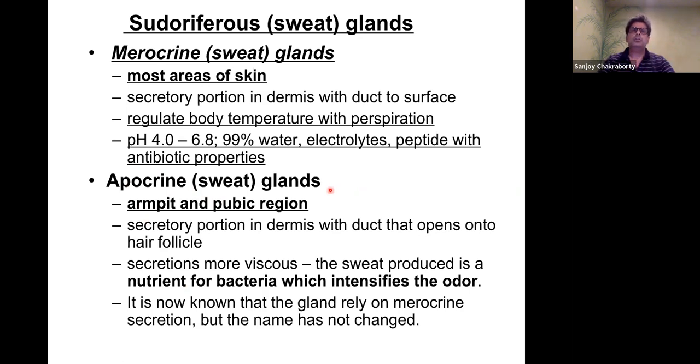This is a name. So for example, the sweat gland that is active all over the place and produces so-called sweat is called merocrine or eccrine gland. Nowadays we call them eccrine glands. That's all over your body. So what they do, they secrete sweat. So what is the function of sweat? The function of sweat is to maintain your body temperature.